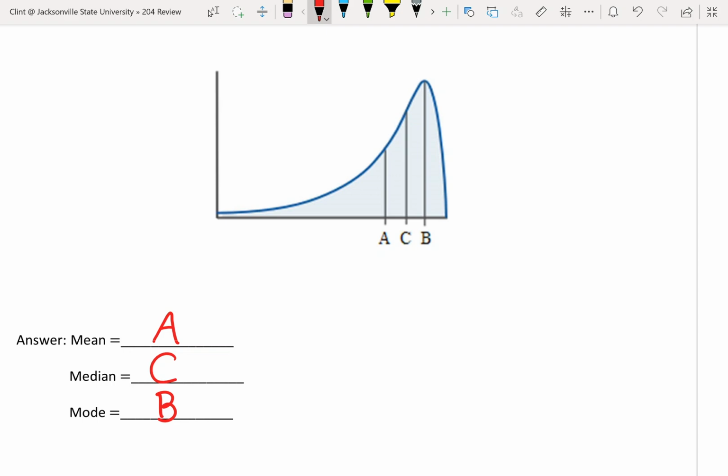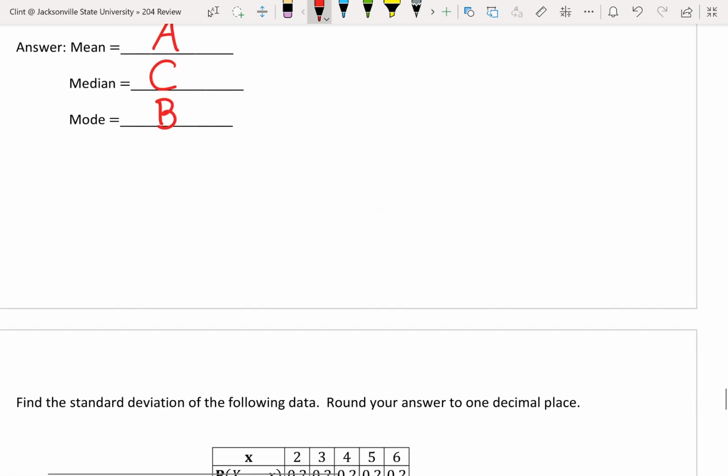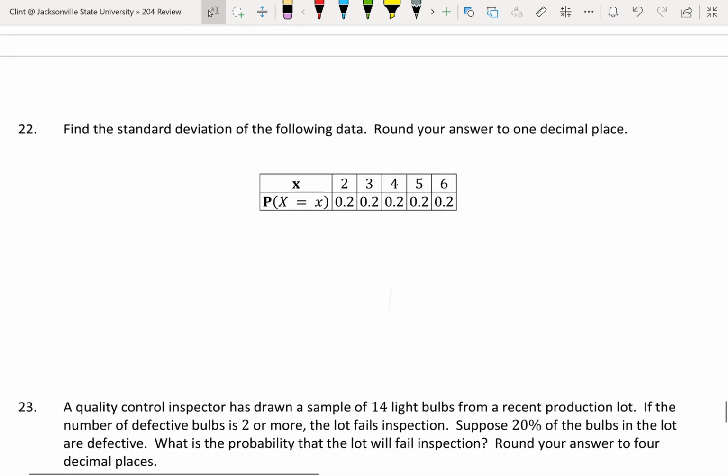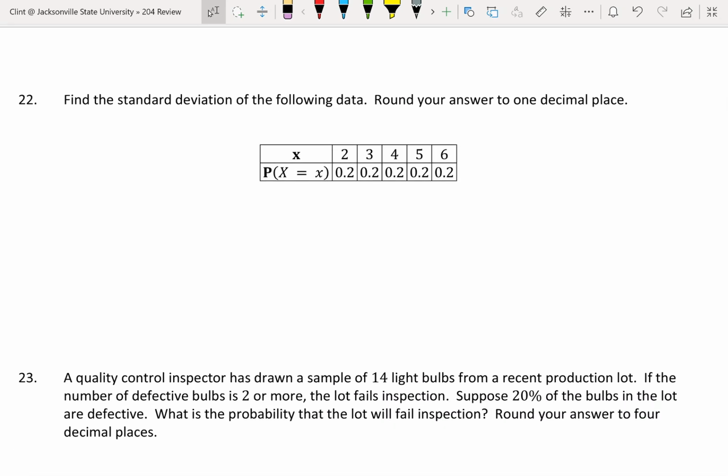Okay. Two more. Number 22 gives us a probability distribution. It says find the standard deviation. This is the one that's a little bit more tedious. Okay, we really have to do two calculations here. Because first we have to find the expected value, and then we can find the standard deviation.